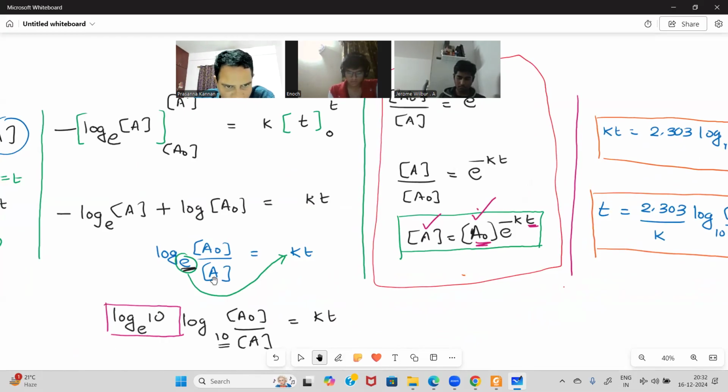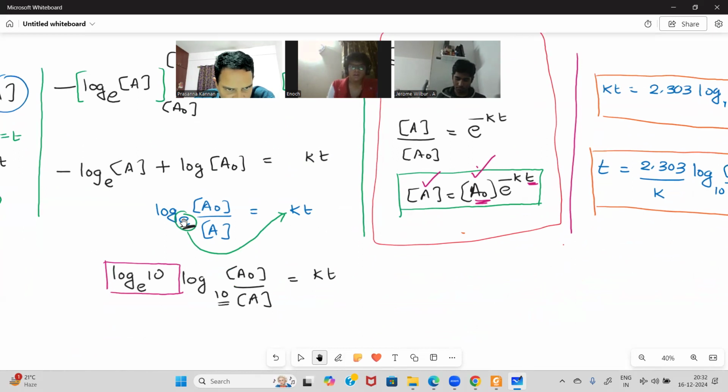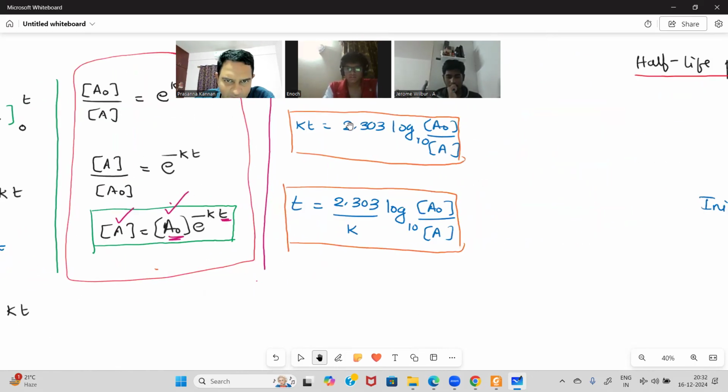Okay, but anyways, from a chemical kinetics perspective, you have log e, but you have to convert into log 10, right? That's common logarithms. For that, you need to multiply by the factor log 10 to the base e. This is called the change of base rule. Now log 10 to the base e, the value is 2.303. So KT is equal to 2.303 log A naught by A, or t is equal to 2.303 by K log A naught by A.